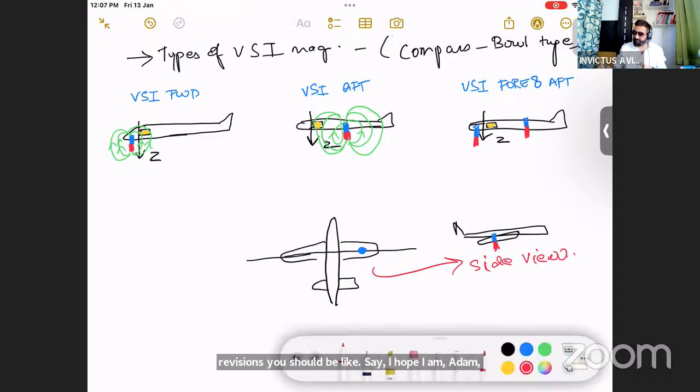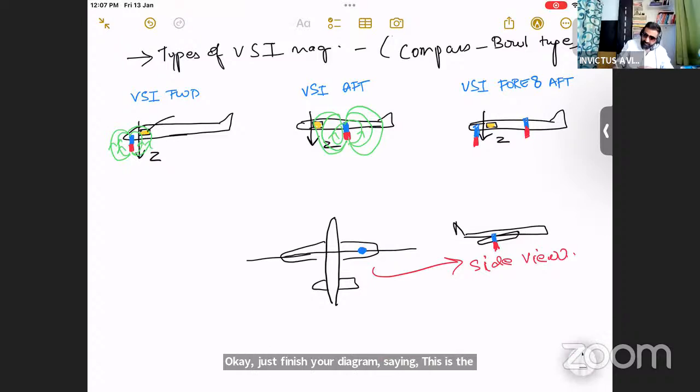Okay. Just finish your diagram saying this is the compass bowl or the compass. Compass bowl means the housing of the compass here, nothing else.